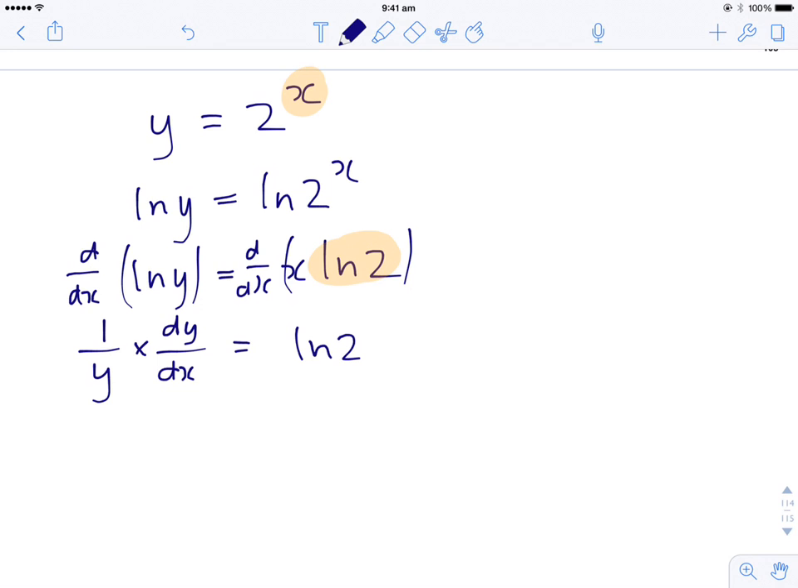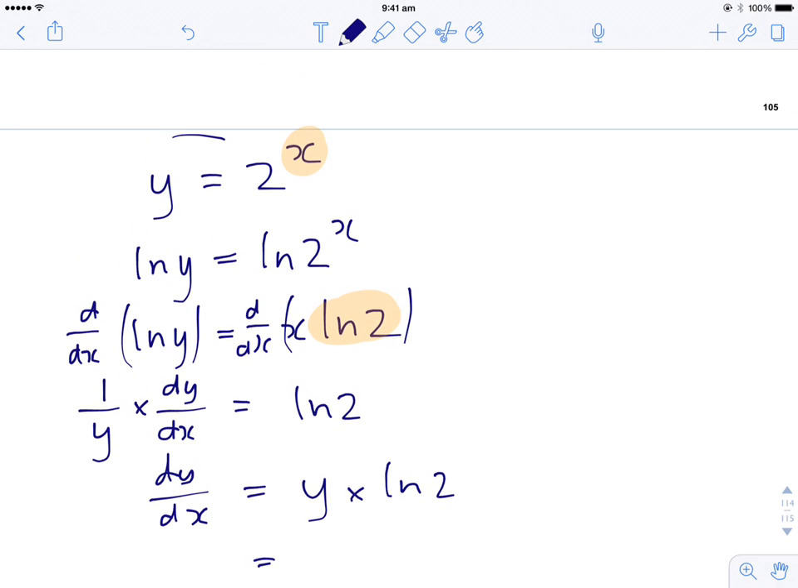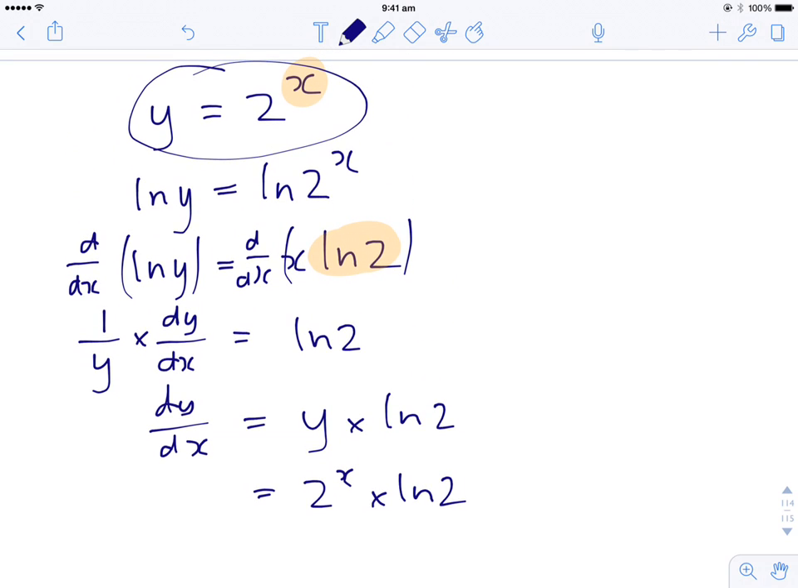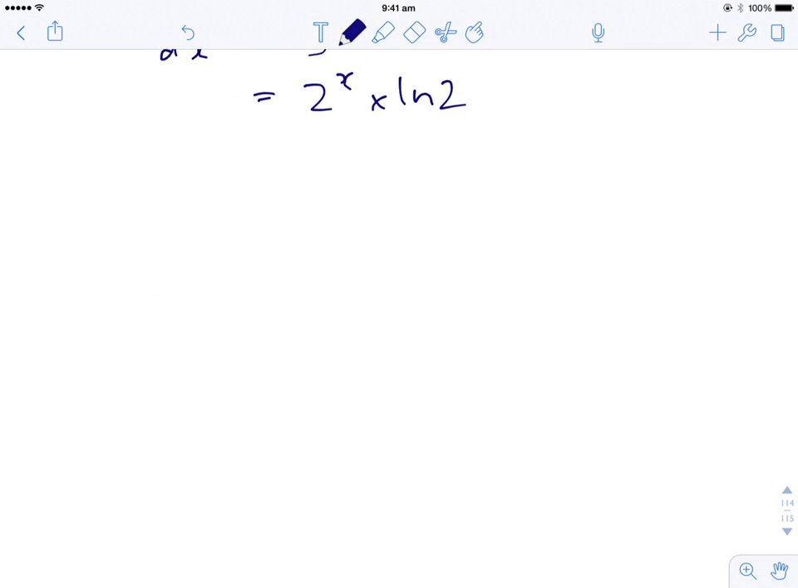Okay, now here's the nice thing about this method: what we wanted was dy dx, and there it is. That's the thing that we want. If I multiply both sides by y, I get that. And then I just go back to my original definition up here. y was 2 to the x. So this is just 2 to the x times ln 2. So there we go. We've found the derivative of that function using logarithmic differentiation, which is just taking the natural log of both sides first and using this tricky technique over here so that we end up with dy dx. Let me show you another one.